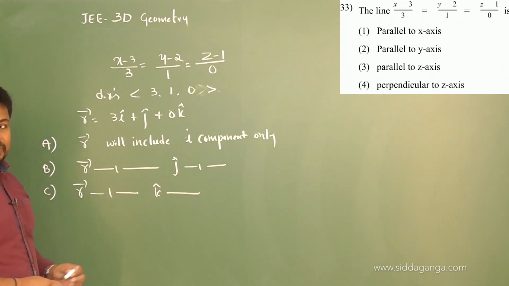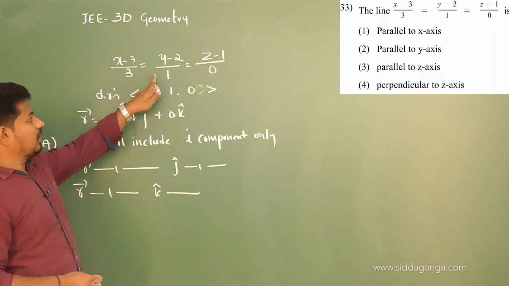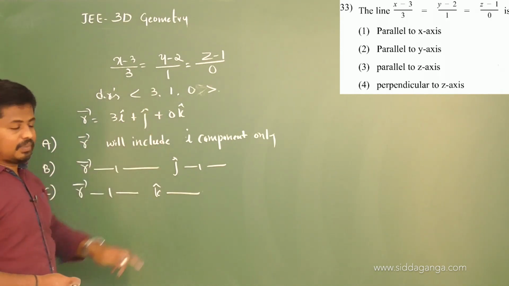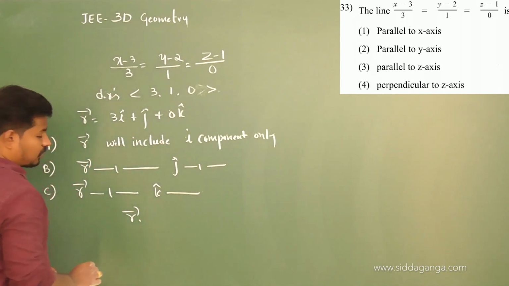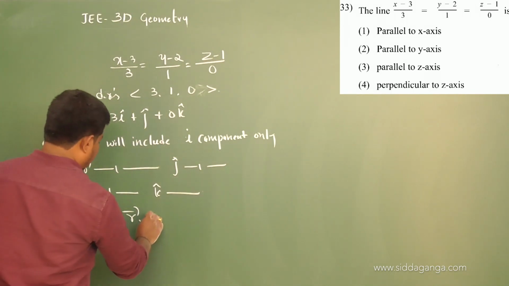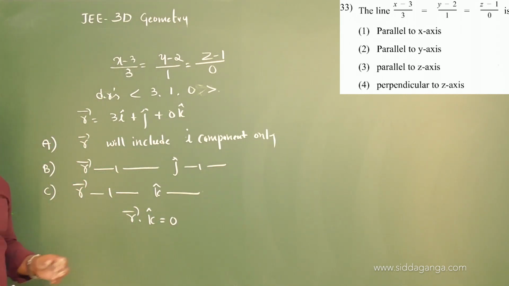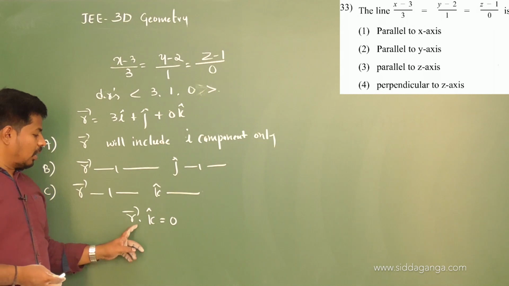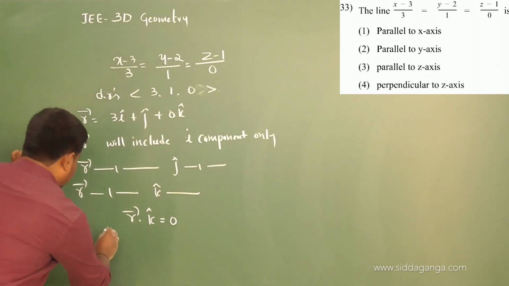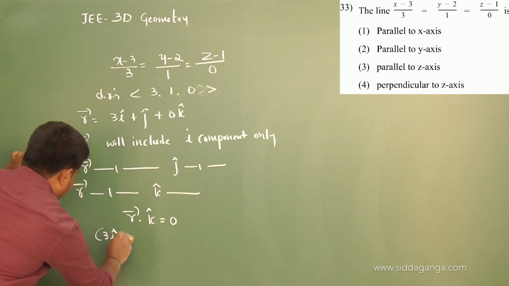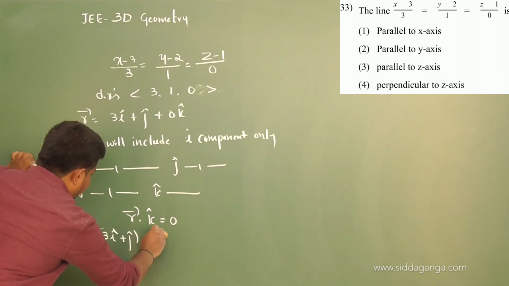And the last one, perpendicular to z axis. Whenever this line is perpendicular to z axis, R dot k must be equal to 0, right? So now what is R actually? Here we have 3i plus j dot k must be equal to 0.